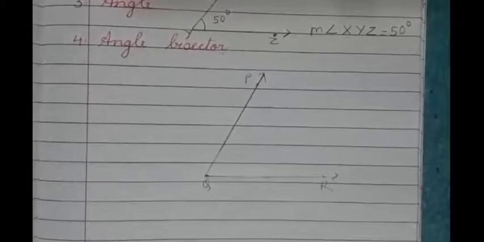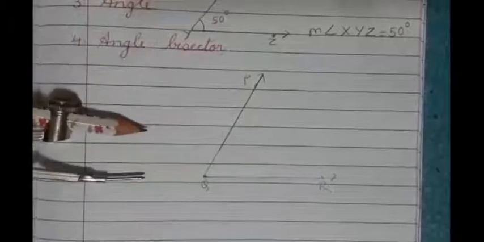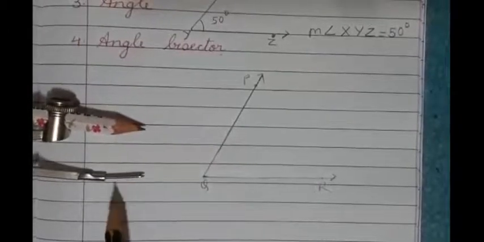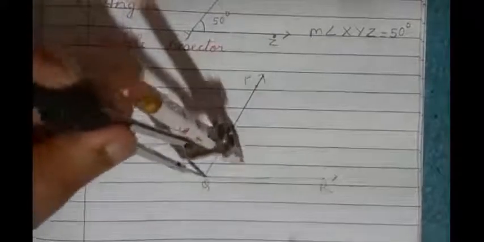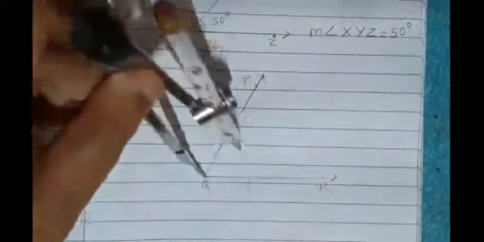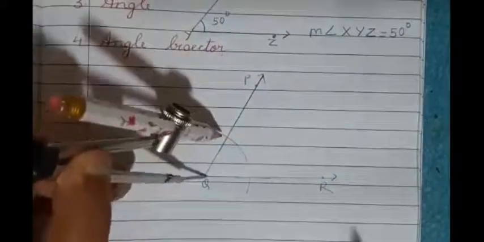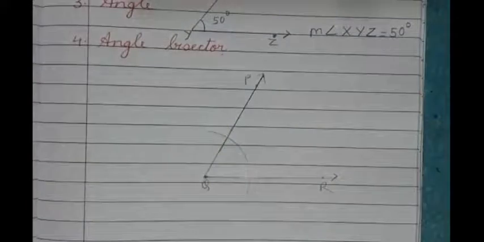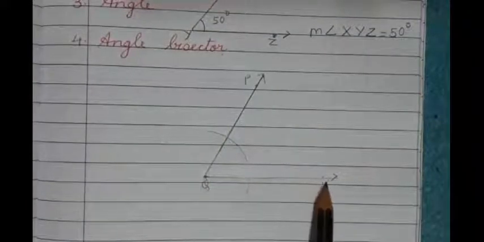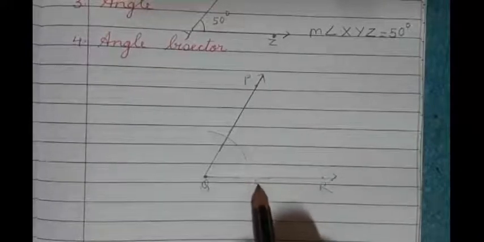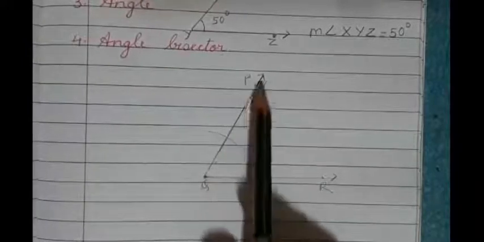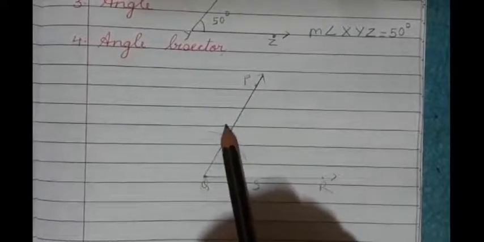For that, first we are going to take a compass with a pointed pencil in it, and now we are going to place the pointed end of the compass on Q in this way, and whatever distance we have taken, that much of an arc we are going to draw. After drawing, the arc intersects ray QR at this point, isn't it? So we will name it S, and it intersects QP at this point, and we'll name it T.